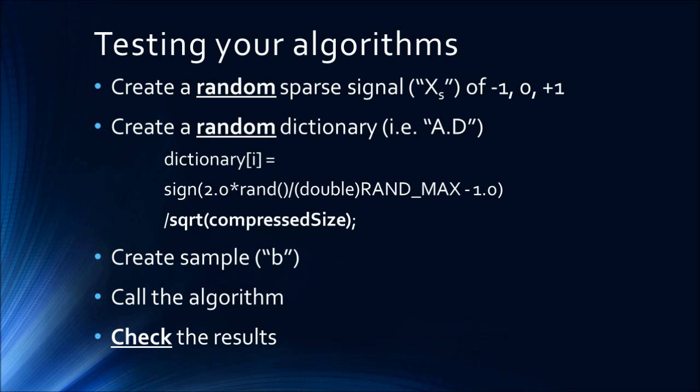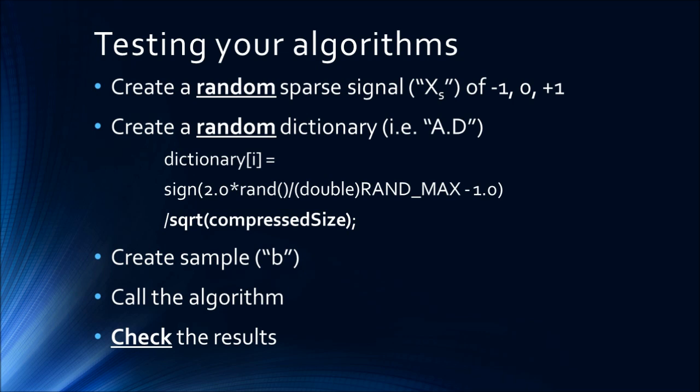When you're writing test cases, make random data. Create a random sparse signal, minus, 0, plus. Create a random dictionary, that's your coin toss, plus, minus. And create sample data from those two. Call your algorithm, check the results, see what happened.